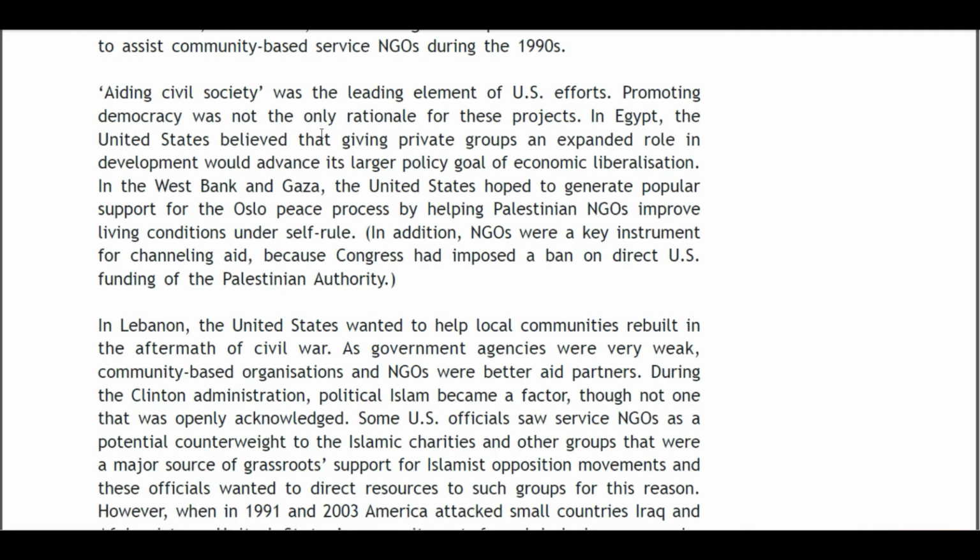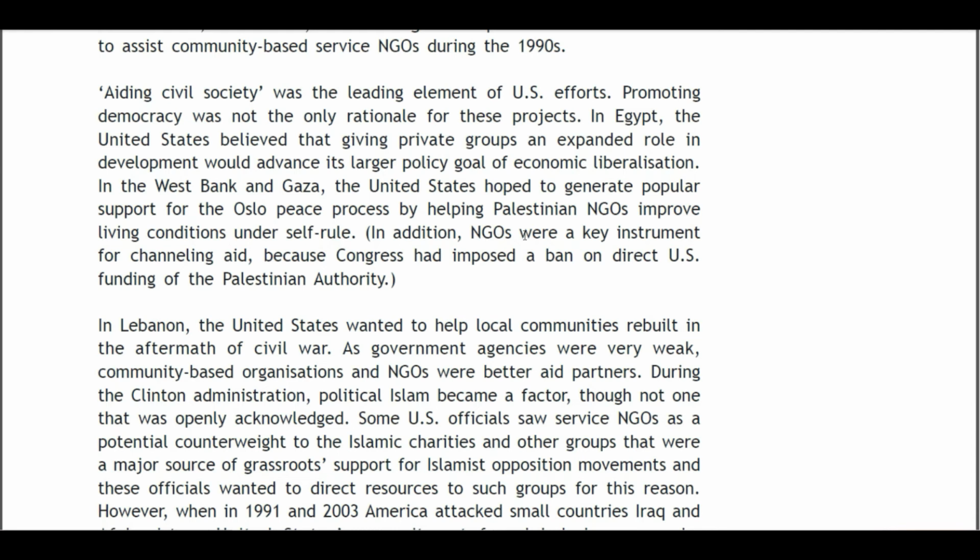Promoting democracy was not the only rationale for these projects. In Egypt, the United States believed that giving private groups an expanded role in development would advance its larger policy goal of economic liberalization. In the West Bank and Gaza, the United States hoped to generate popular support for the Oslo peace process by helping Palestinian NGOs improve living conditions under self-rule.